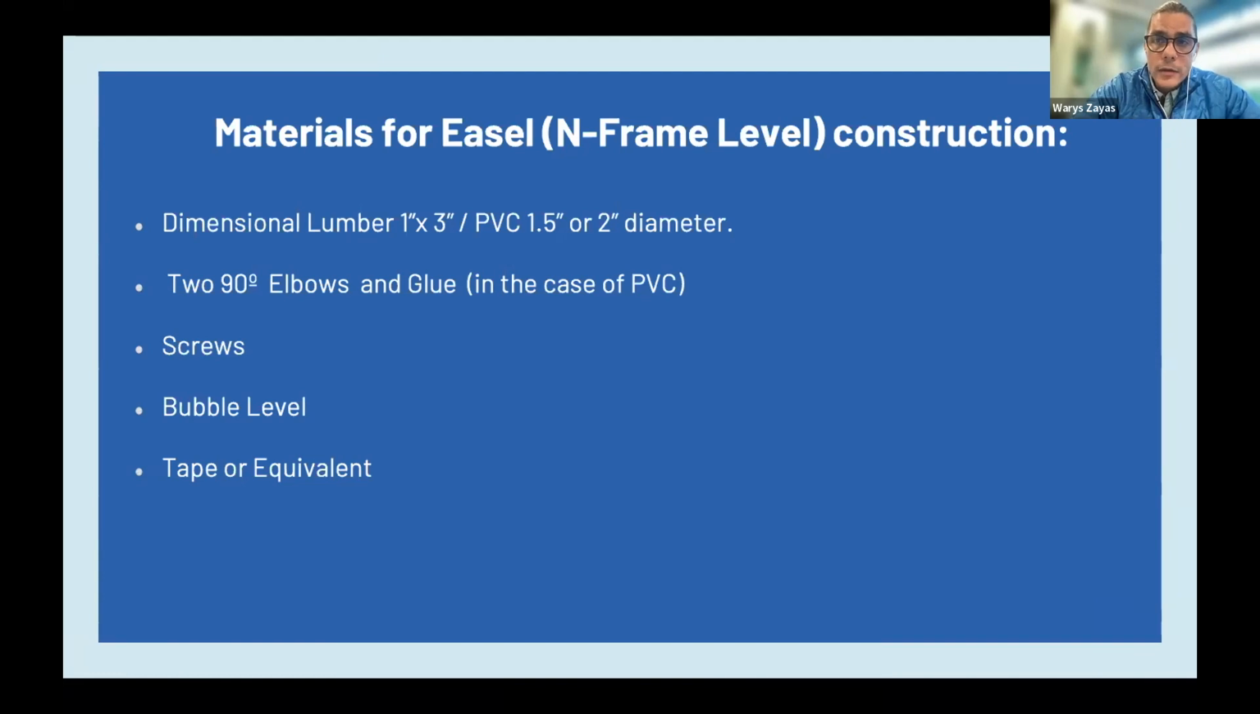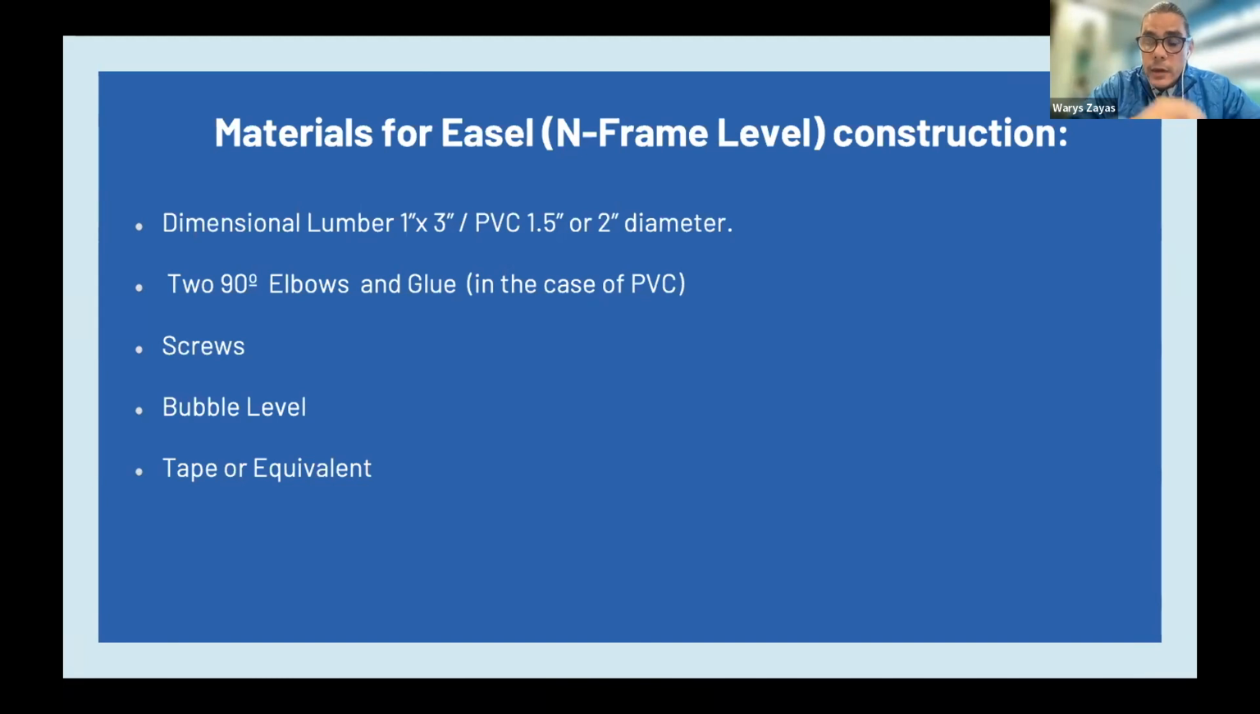Other things that you will need to build this kind of tool, in the case that you are using PVC, are two 90-degree elbows and PVC glue. Other things that you may use are a screw and, above all, a level, that is the central component of this tool. Tape or any equivalent material, such as straps, to attach that bubble level to the bridge of the ISO.